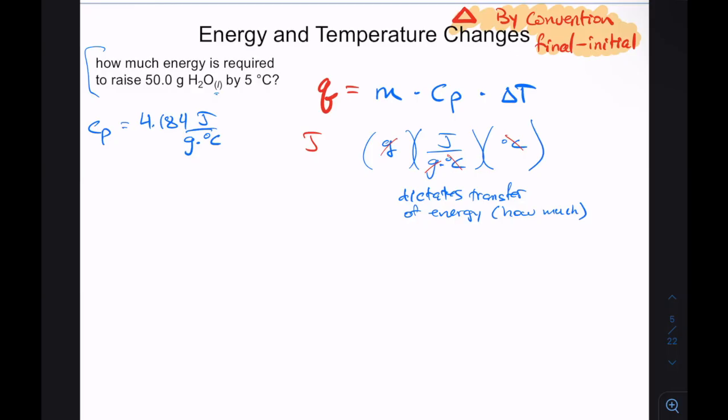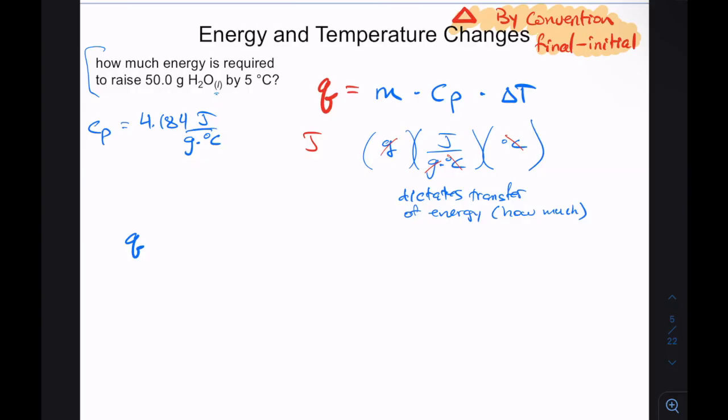So now let's just plug everything in. The Q, the heat necessary in this case, because we're raising it, so we need to put heat into the system. So is Q going to be a positive value or a negative value? Heat's going into the system. Positive, all right? And you'll see that in the temperature change.